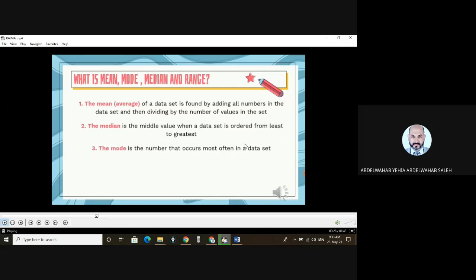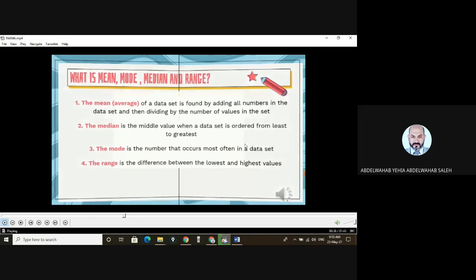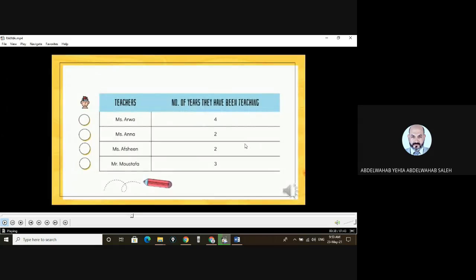The first one, the mean, how to get that. Step number 2, how to get the median, and also the definition of it. Last step, the mode. And finally, the range. Here is the data they already collected for each person.